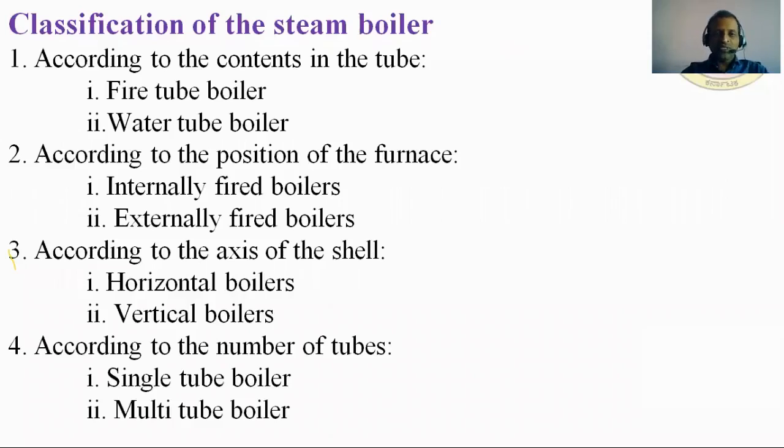Then you can see what the classifications of steam boilers are now. The classifications of the steam boiler. According to the contents in the tube: fire tube boiler, water tube boiler. Then according to the position of the furnace: internally fired boilers, externally fired boilers.